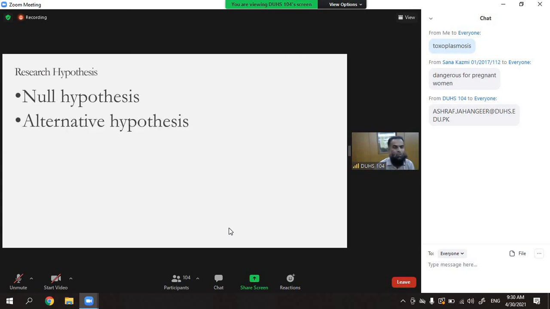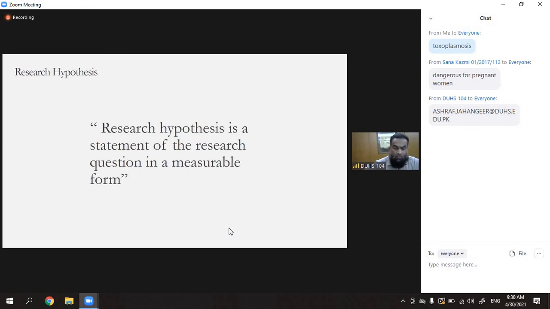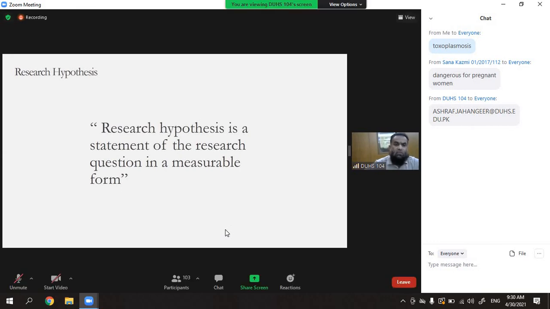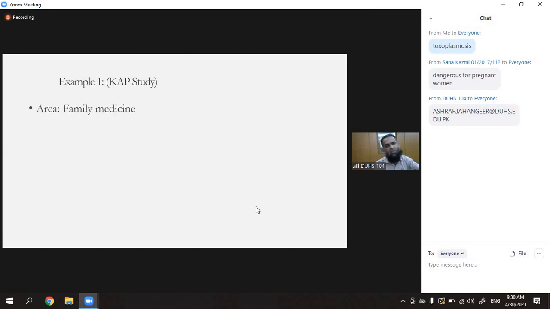So in all the researches, there would be a research hypothesis. But those researches which are analytical in nature, comparing two groups or maybe more than two groups, there would be a research hypothesis. So this is one example. For example, if you are doing a KAP study, not abandoned, the study design, but at current moment, people don't like KAP studies, but I do.